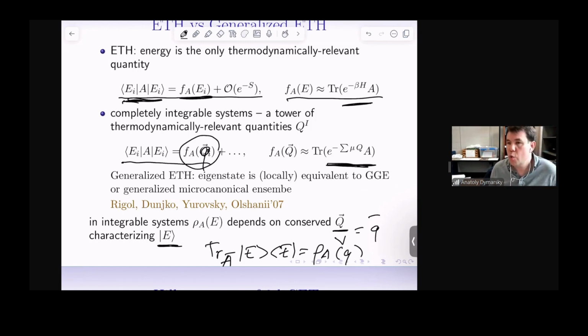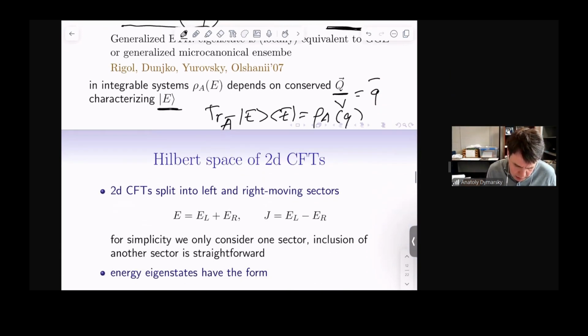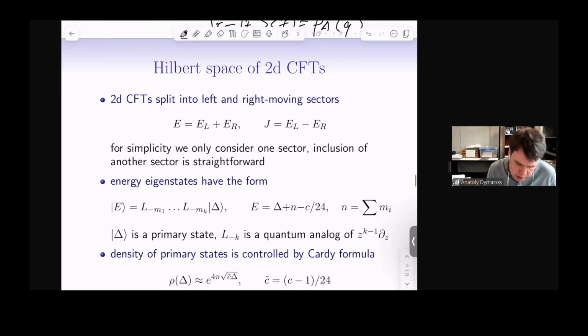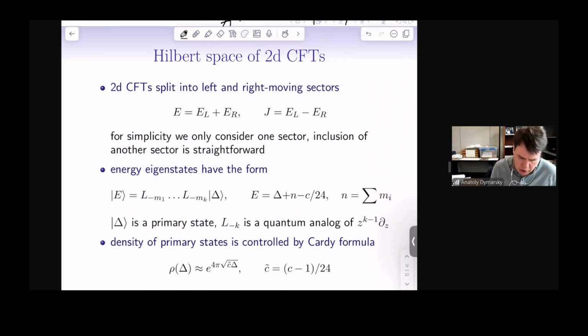Now, the question is, what kind of relation this has to CFTs? Apparently, in two-dimensional CFTs, there are always conserved quantities. And in two-dimensional CFTs, there are primary states and there are descendants. Primary states will be denoted like this. And descendants, you just act by Virasoro generators. And these are additional integer numbers on top of the primary, which tells you what kind of state you have.